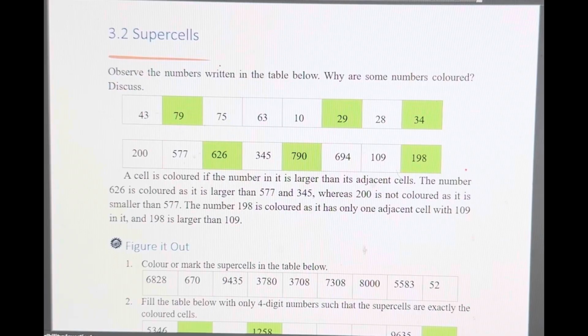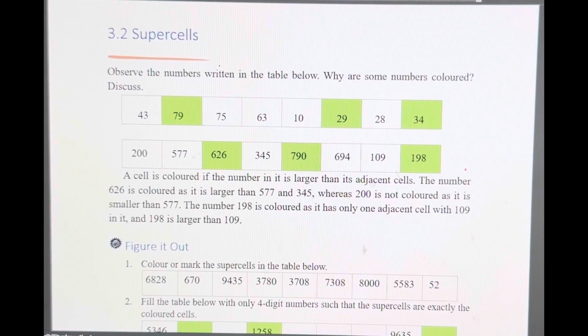In this video, we are going to continue with chapter number 3, Number Play of grade 6 Mathematics, Ganita Prakash, the new NCERT textbook. In this chapter, we are going to talk about supercells. What are supercells? Let us see.